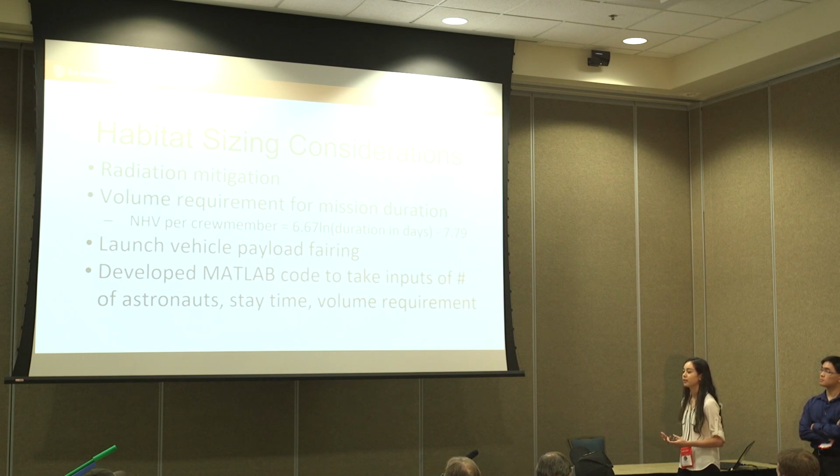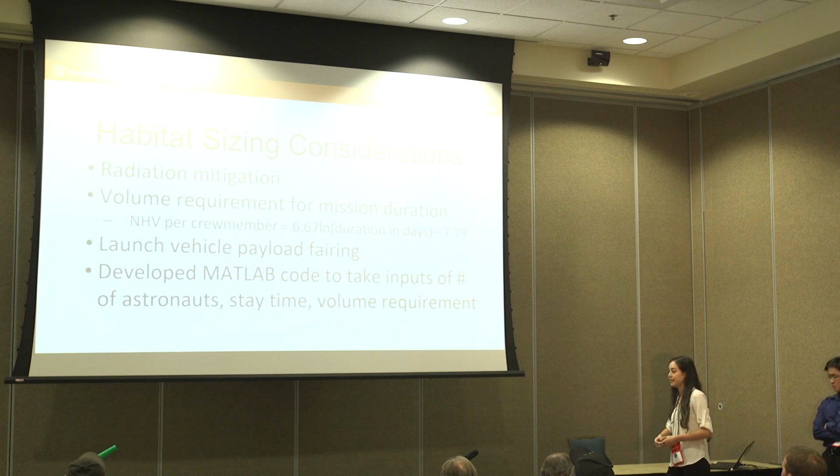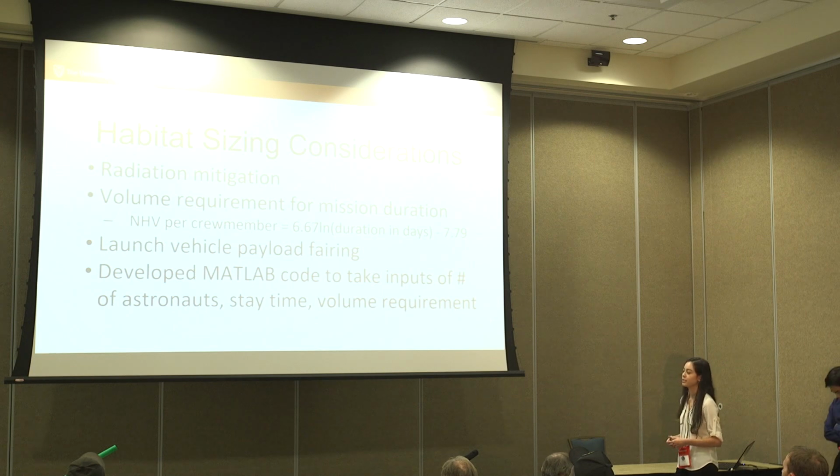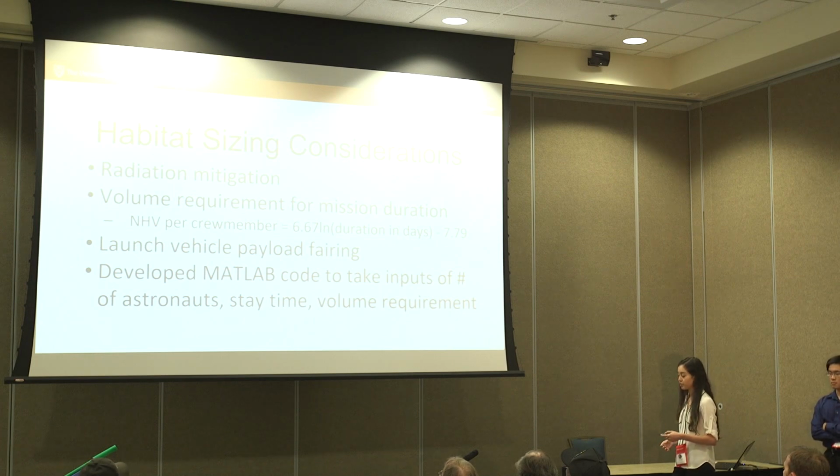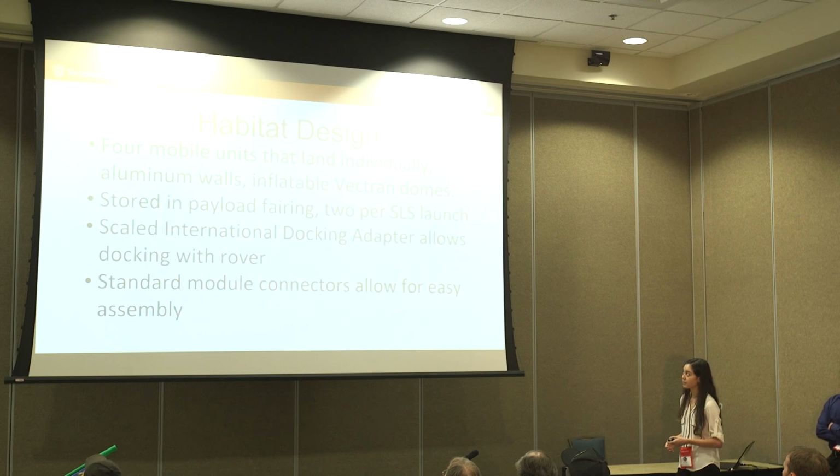But then how to break up this volume into each individual habitat module also had to come into play. So the launch vehicle payload bearings really decreased the size of each habitat module. We ended up determining a 2-meter radius cylinder would work, and we have 4 of them. And then another member of our group developed a MATLAB code that would take the number of astronauts, transit time, volume requirements, and some other things to figure out how much space and mass would be necessary for each leg of the mission. So again, we have 4 mobile units that would come together into one habitat.